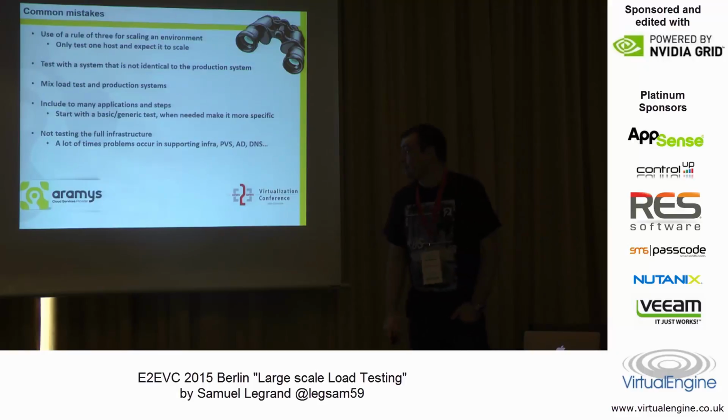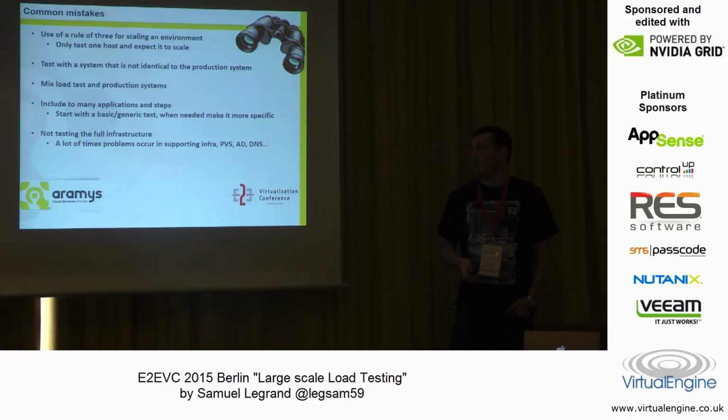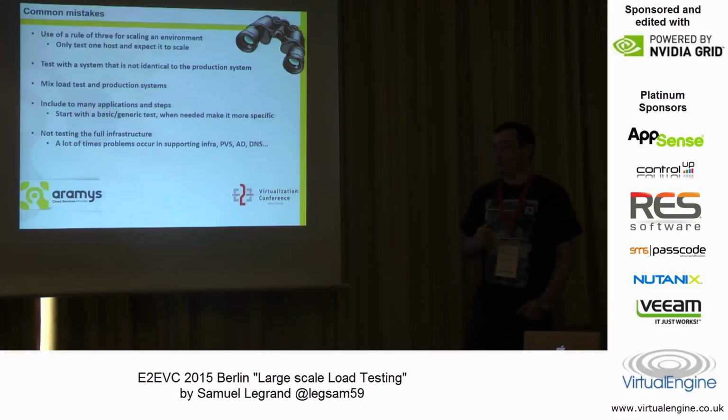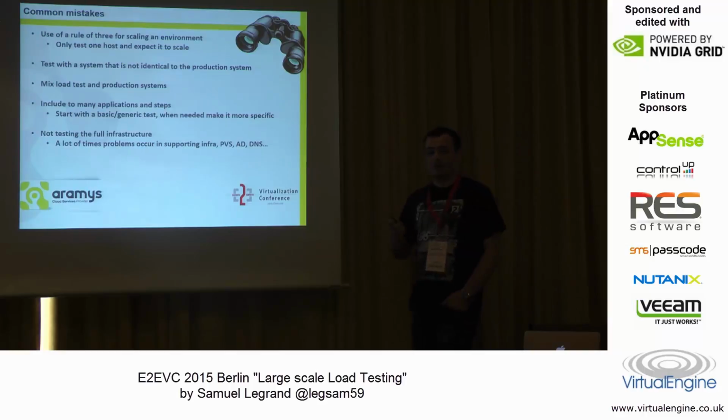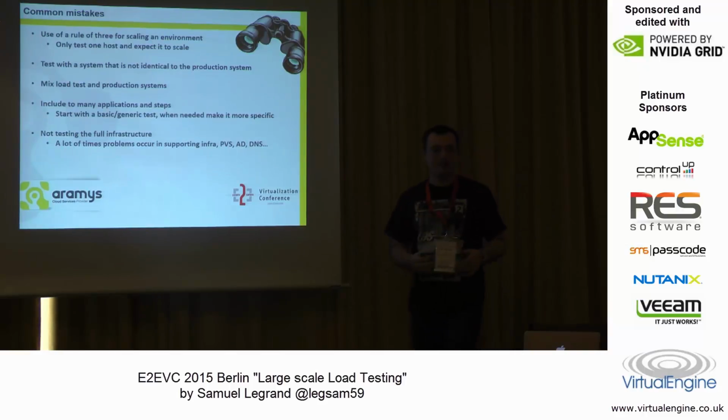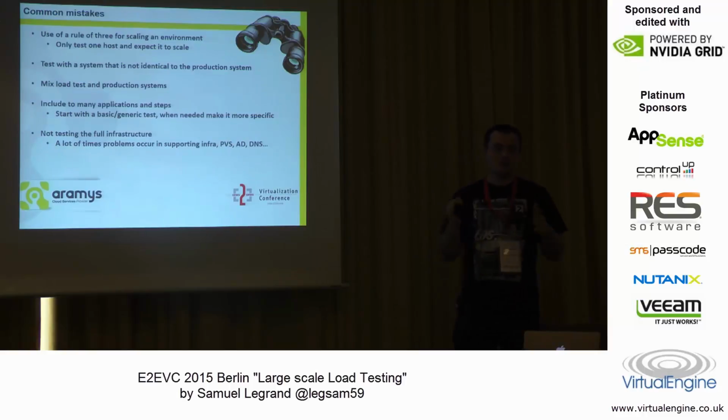So, common mistakes. The first one is the one that a lot of people make: using a rule of 3 for scaling an environment. In fact, we try on one server and expect it to scale just the way it's running on one server. It can't be done like that, because there is some infrastructure in the environment that you have to load test also.